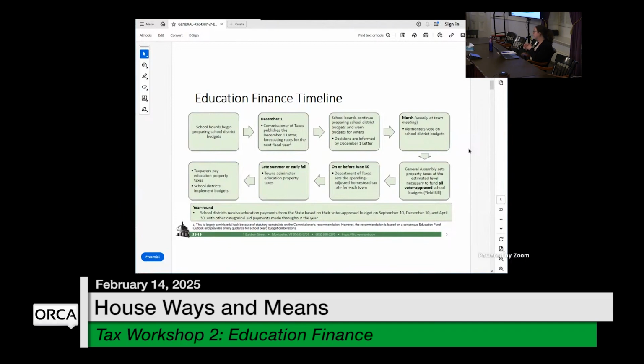Late summer, early fall, towns start to administer those property taxes, and then taxpayers over the course of the year are paying their education property taxes to the statewide education fund, and school districts are implementing their budgets. So it really is a circular process.